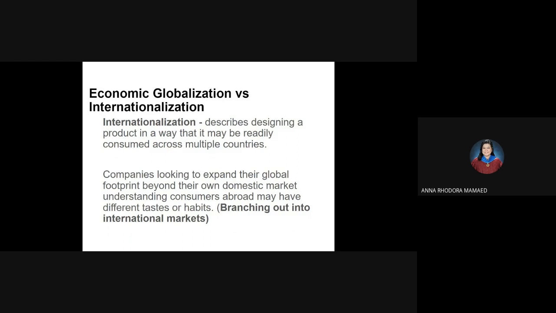Internationalization is described as designing a product in a way that it may be readily consumed across multiple countries. The company is looking to expand its global footprint beyond its own domestic market, understanding that consumers abroad may have different tastes or habits, or what we call branching out into international markets.